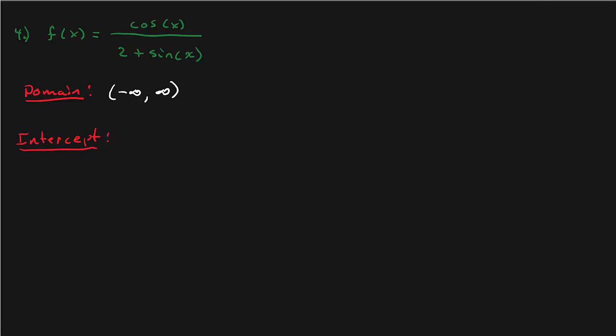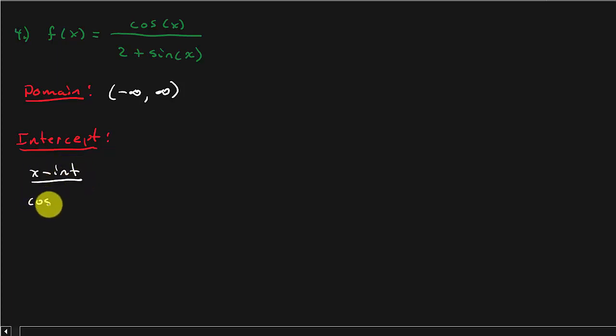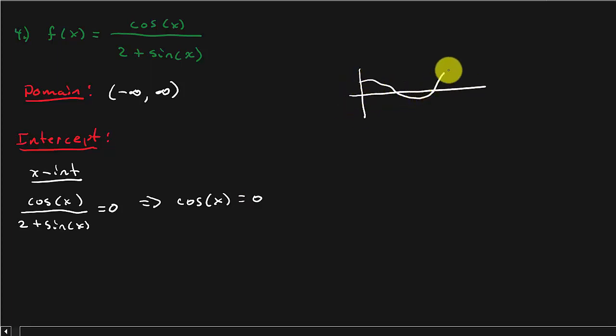We want to find the x and y intercepts. So let's find the x-intercept first. We're going to take cosine x over 2 plus sine x, set it equal to 0. Remember, this equals 0 when the numerator's 0. So when is cosine 0? If you need to, just sketch the graph of cosine. There's pi over 2. There's 3 pi over 2. So when x is equal to pi over 2, 3 pi over 2, and if we kept going, 5 pi over 2, and then 7 pi over 2, and so on.